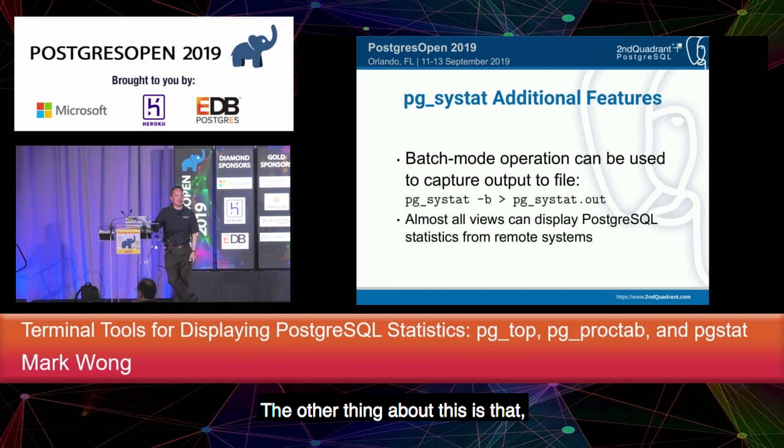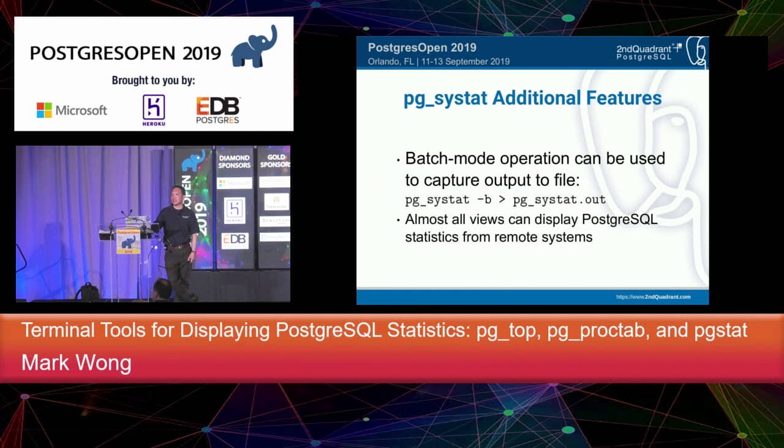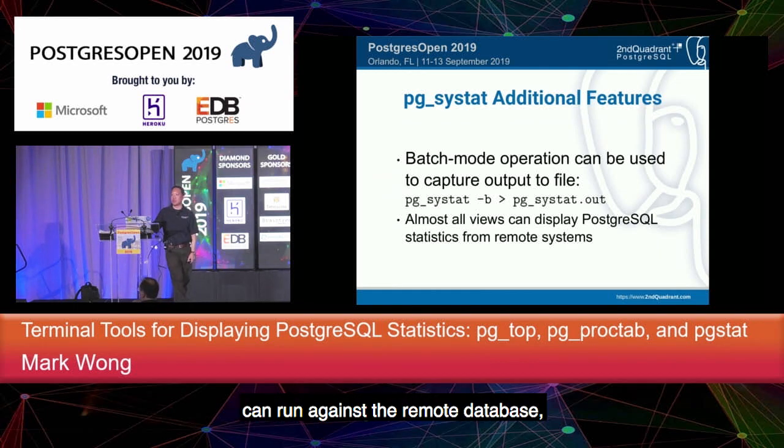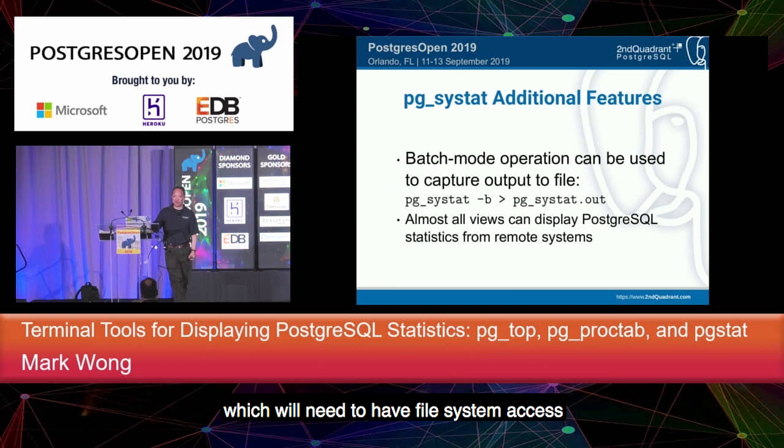The other thing is that since it is just querying the Postgres catalog tables or the statistics tables, this is something that can run against a remote database, with the one exception of the view that's looking at the table spaces, which will need file system access to show you the space used and available.